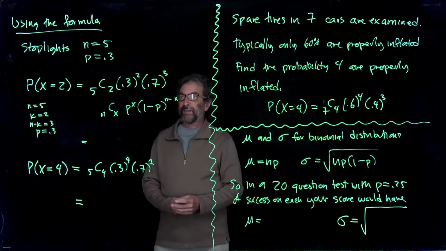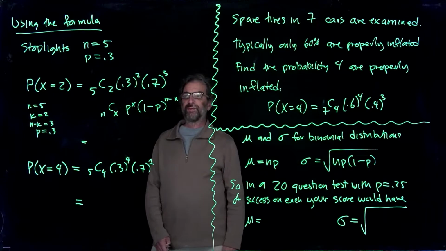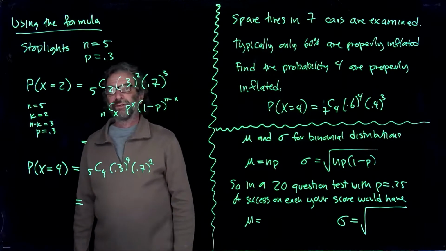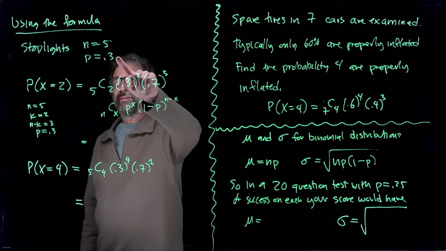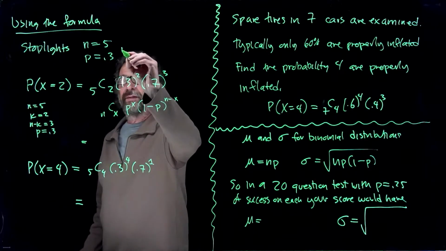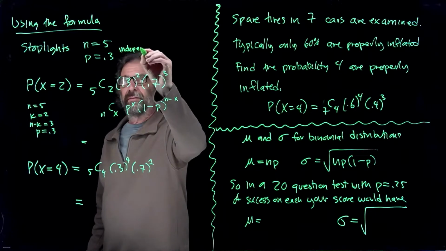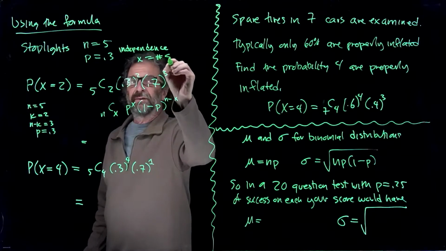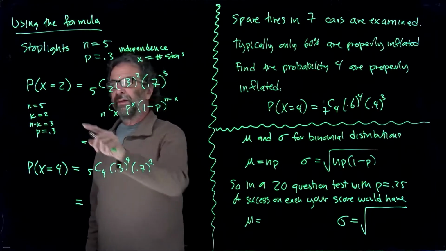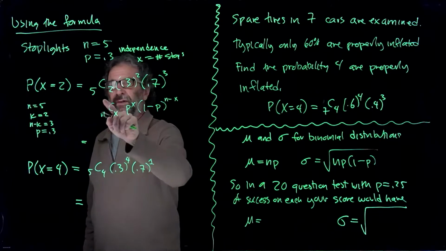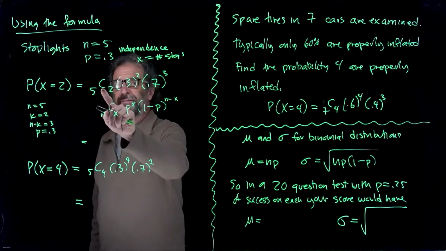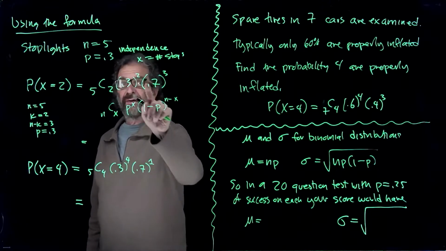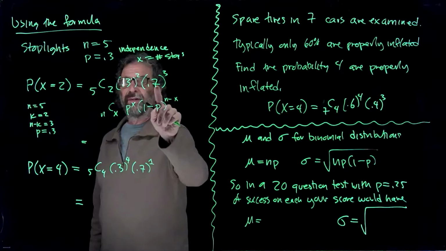So we're looking at the stoplight problem using the binomial distribution calculation. 5 lights, success probability 0.3, independence is assumed. X is the number of stops. The chance of 2 stops: you have to put 2 stops in 5 spaces. That's the number of ways to do it. Stop, stop has probability 0.3 squared, and then 3 goes is 0.7 cubed.